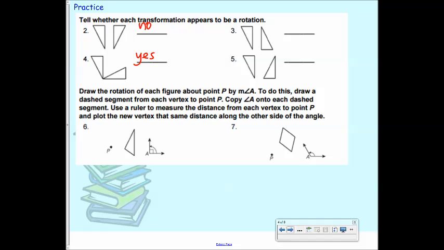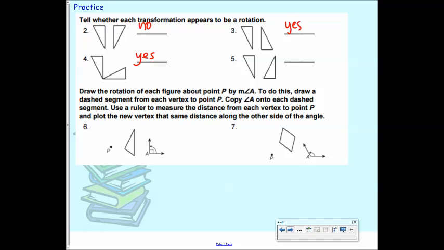360 looks like what? Well, 360 would be a full turn, so what would the shape look like? Circle. It would look exactly the same as it started, because if you turn something 4 times, then you're back to where it started. Okay? So this one is a rotation.